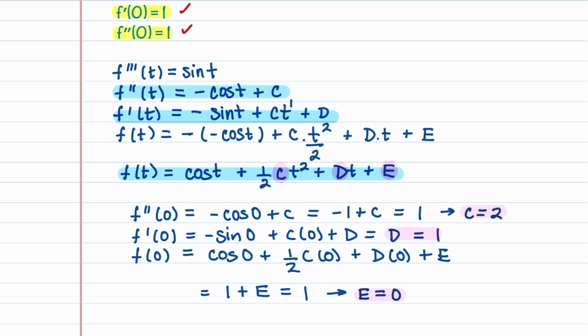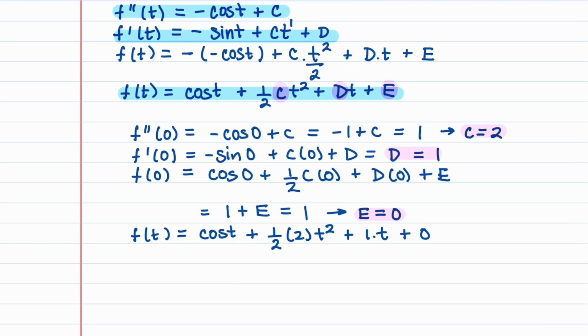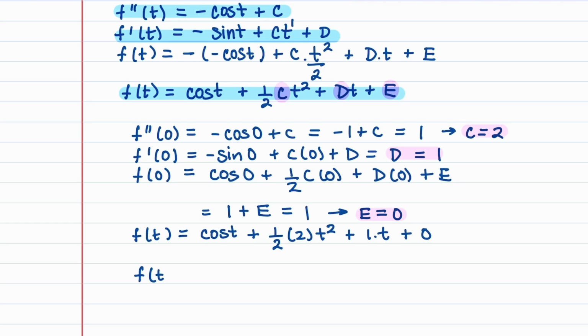Now that we know c, d, and e, we can write down our answer. f of t is equal to cosine t plus 1/2 times c, which is 2, t squared, plus d, which is 1, times t, plus e, which is 0. So our final answer looks like this. It's cosine t plus t squared plus t.